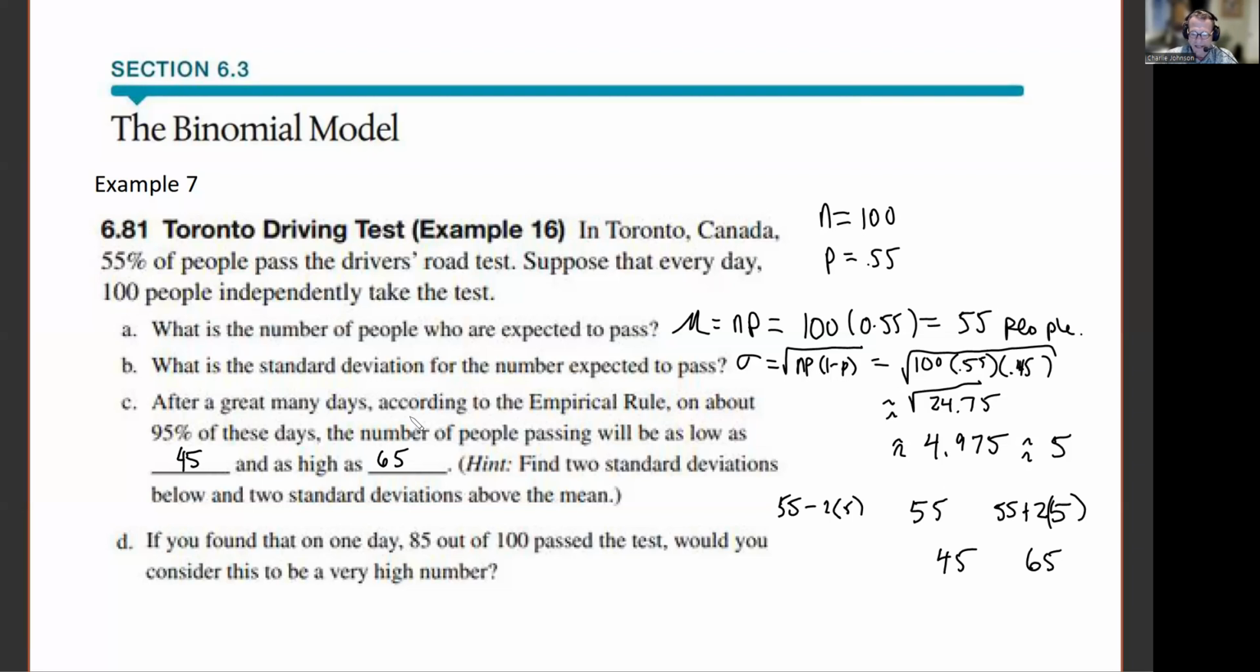And then letter D says, if you found that on one day, 85 out of 100 passed the test, would you consider this to be a very high number? So remember, we're not typically surprised when we get numbers within 2 standard deviations from the mean, but when we start getting further than that, 85 from 55 is 30 away. So that's 6 standard deviations away from the mean. So this is quite unusual.